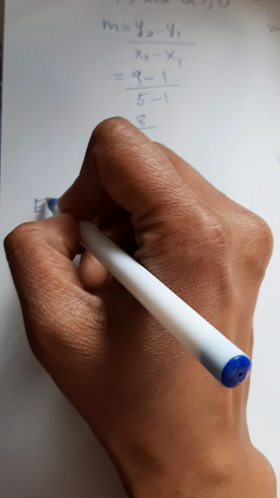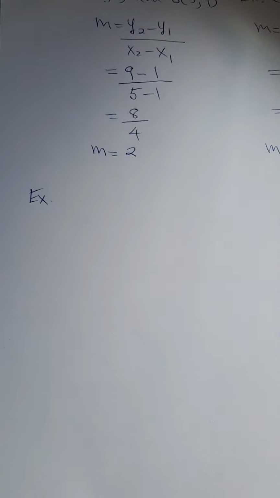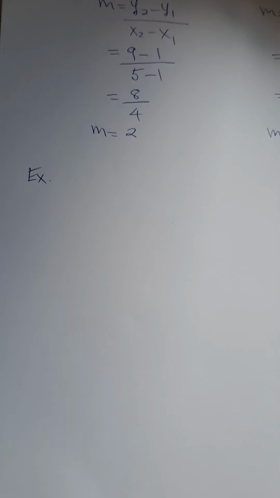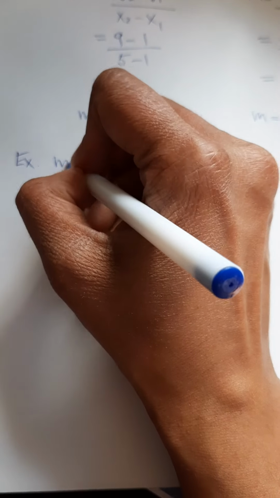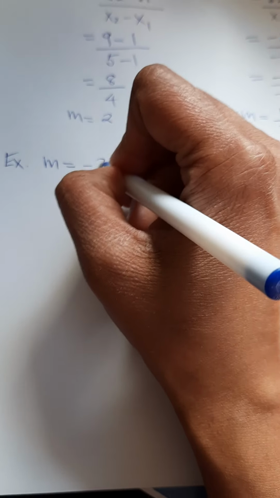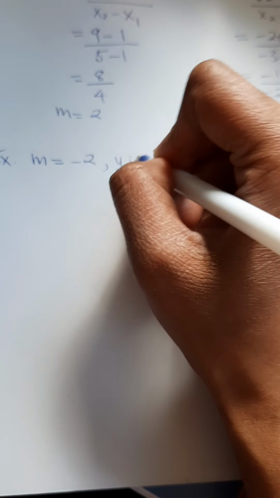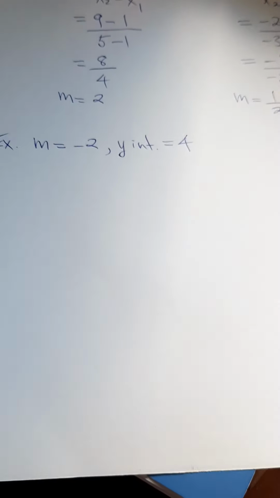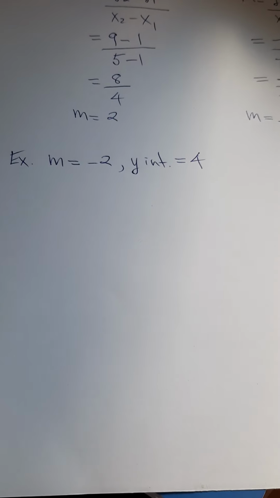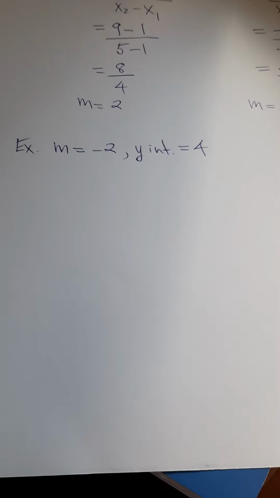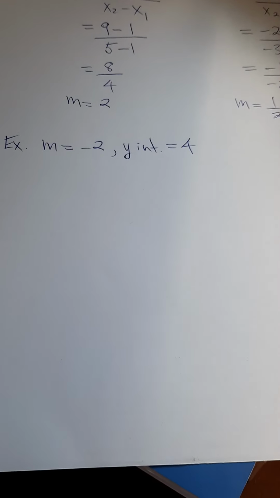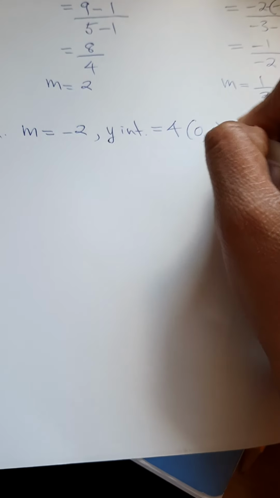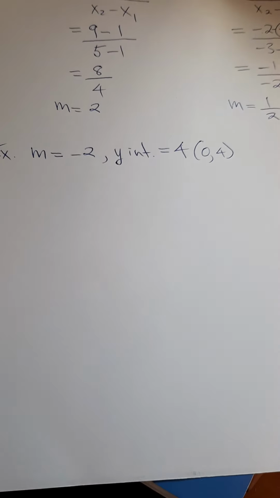Let's try it on the bottom. What we're going to do here is find an equation. What they give us is that the slope is negative 2, the y-intercept is positive 4, and we are looking for the equation of the line. If you have the y-intercept like this, remember that the x value is 0. So my point is actually (0, 4).